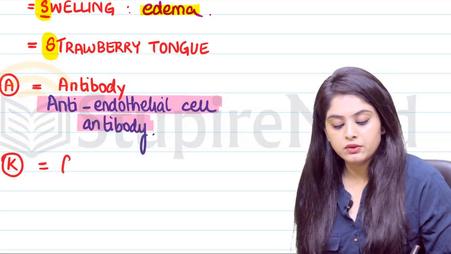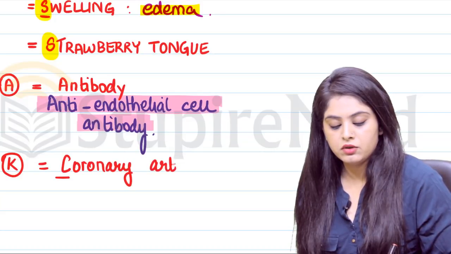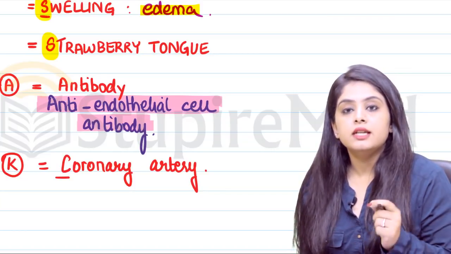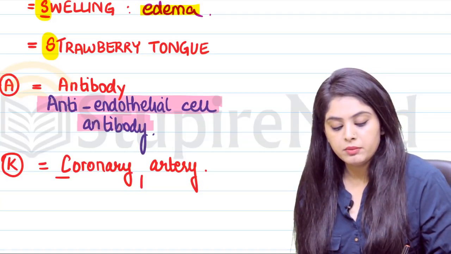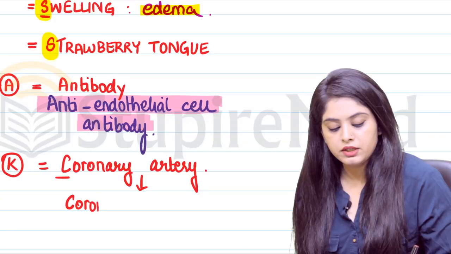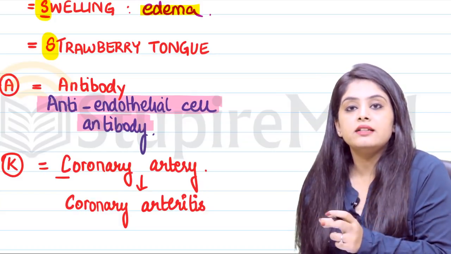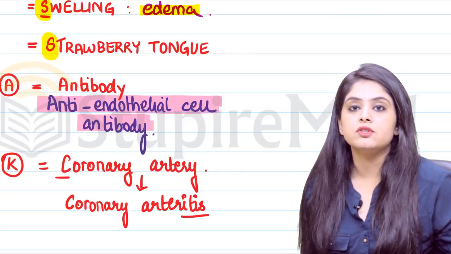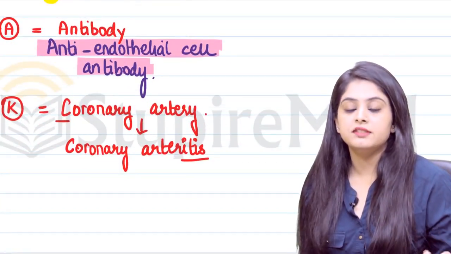So with K, you will now think of coronary artery. A very commonly involved artery in Kawasaki disease, which I just told you is a vasculitis. So coronary artery will be involved, showing coronary. Because it is a vasculitis, I can say coronary arteritis. Vasculitis, itis means inflammation. Arteritis, again, itis means inflammation. So coronary arteritis is a very commonly involved vessel.